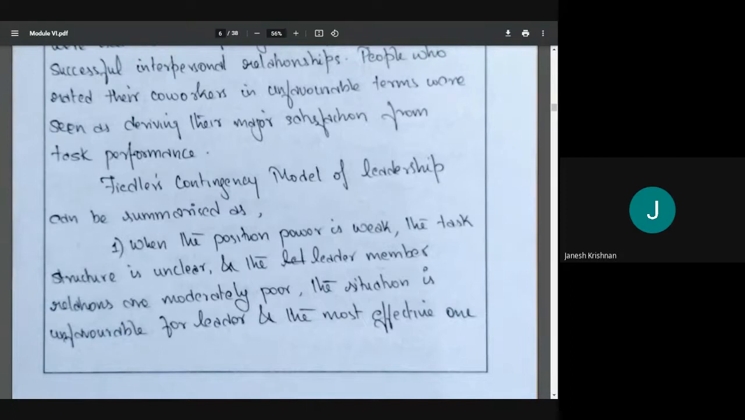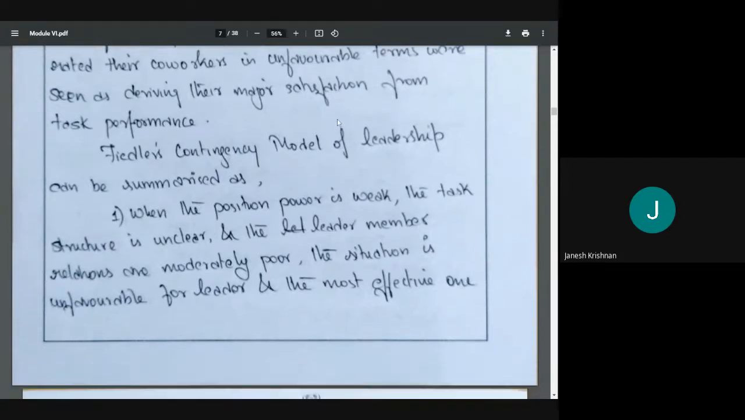That means the leader is in an unfavorable situation. He doesn't have power, he doesn't have any idea about the task, and he doesn't have good relations with the subordinates. In that situation, the best approach to leadership is the task approach. The most effective one is the task approach.